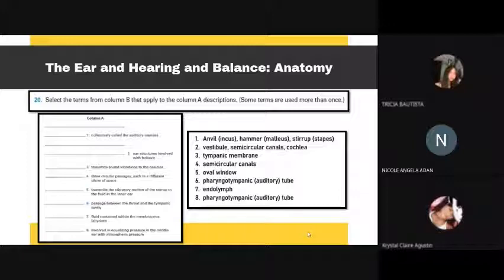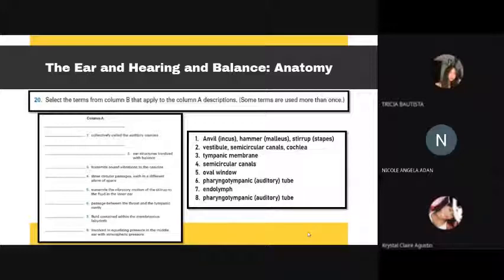Number 20, select the terms from column B that apply to the column A descriptions. Some terms are used more than once. Number 1, collectively called the auditory ossicles are the anvil or incus, hammer or malleus, and stirrup or stapes. Number 2, ear structures involved with balance are the vestibule, semicircular canals, and cochlea.